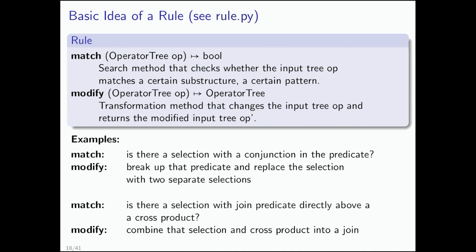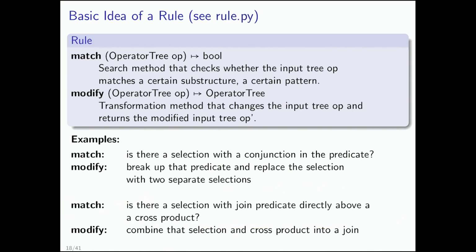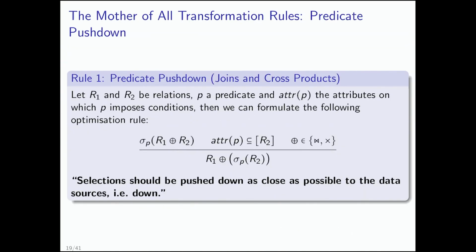Another rule would be something like this. Is there a selection with a join predicate directly above a cross product? That was an important rule we looked at. Then you can rewrite this stuff to a join operator, a real join operator, not simply a cross product. And the join operator would be way more efficient than the squarish cross product, of course. Yeah, that's the stuff we looked at. And we looked at different transformation rules, the most important being the predicate pushdown, of course. There were others, and so forth and so forth.